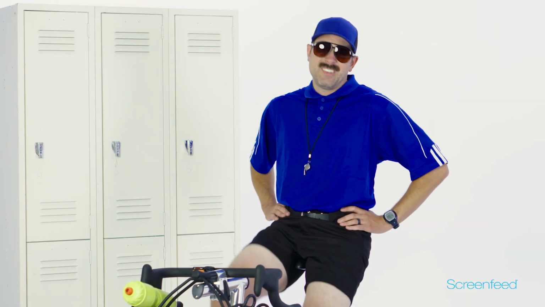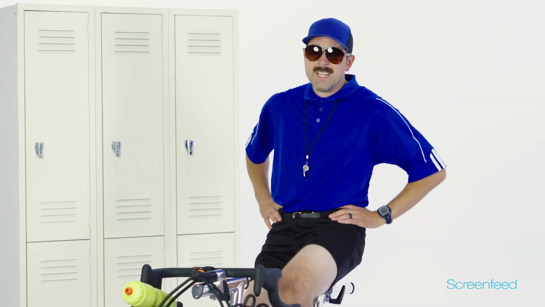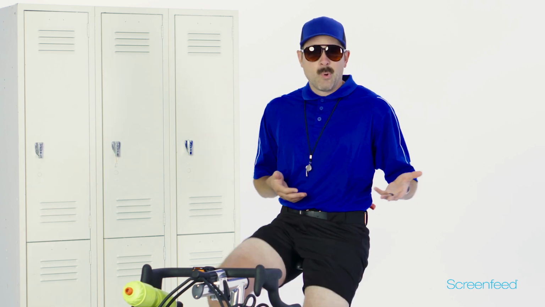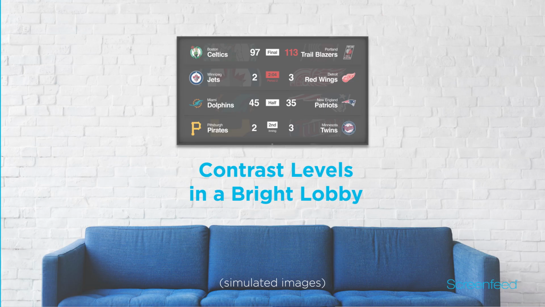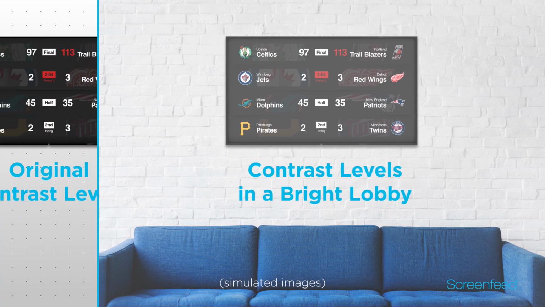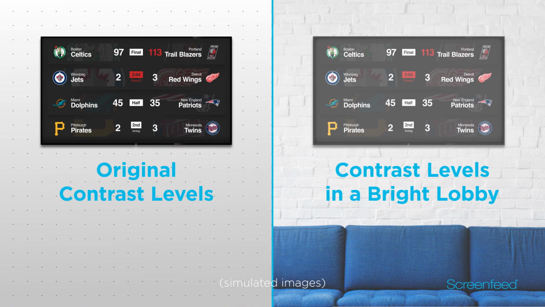Let's talk contrast. It's the design principle that makes text readable, images discernible, and generally shows your audience what's important to look at and what's not. The brighter the ambient light levels, like in a sun-drenched lobby for example, the more diminished the black levels are going to appear on your screen, which decreases the overall contrast, which lowers your audience's ability to perceive content details between true black and white.